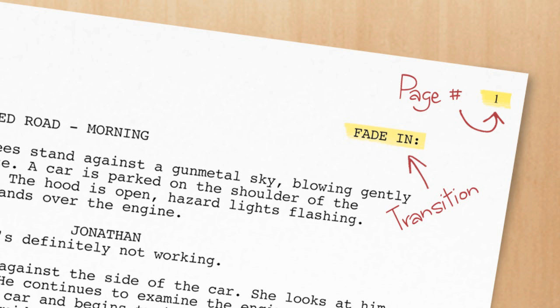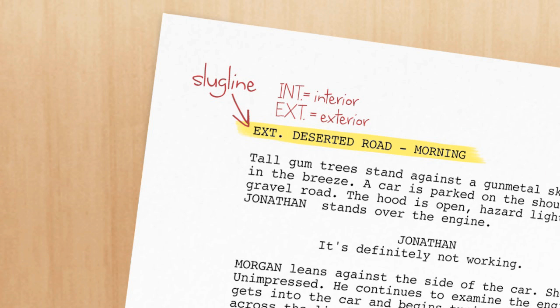Some screenwriters include transitions such as cut in or fade in at the beginning of scenes, but you don't have to. This is usually signified by the slug line, sometimes called a scene heading. You're going to need one of these at the beginning of every scene. In a slug line, INT tells us that the scene is indoors, and EXT tells us that it's outside. It's also customary to include the location and time of day in your slug line.